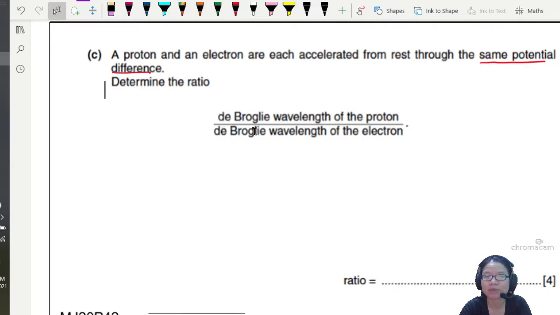I pronounce it wrongly now. It's de Broglie. De Broglie. Can even call it de Broglie. De Broglie. Yeah. De Broglie wavelength.